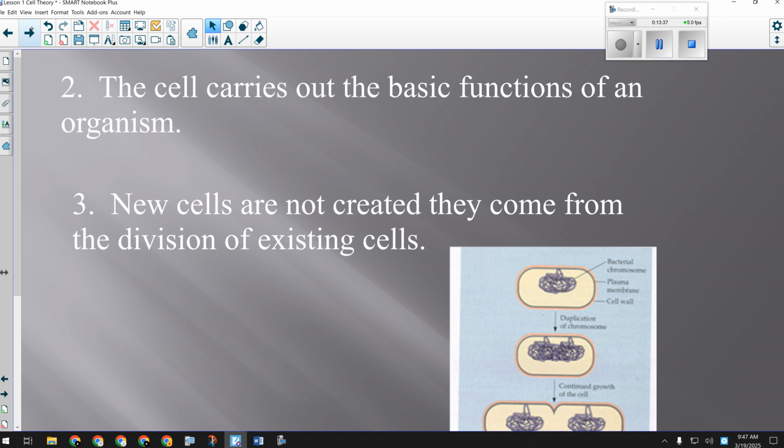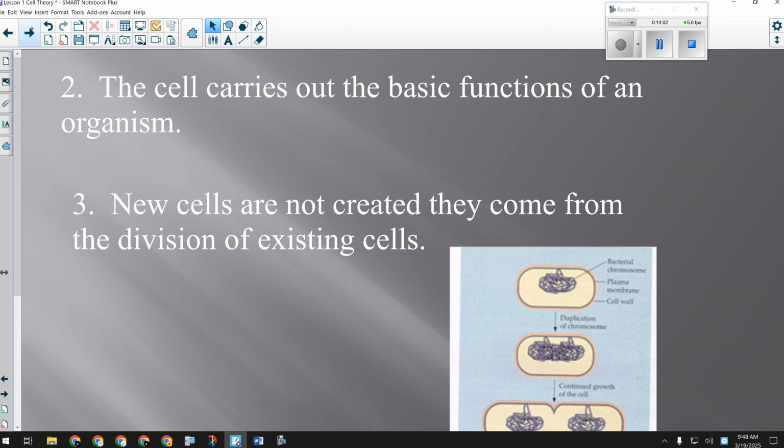All right, third point. Cells come from the division of existing cells. There's no factory in your body that makes cells. Every cell that you have in your body came from the division of another cell. And that can be traced all the way back to the moment you were conceived.